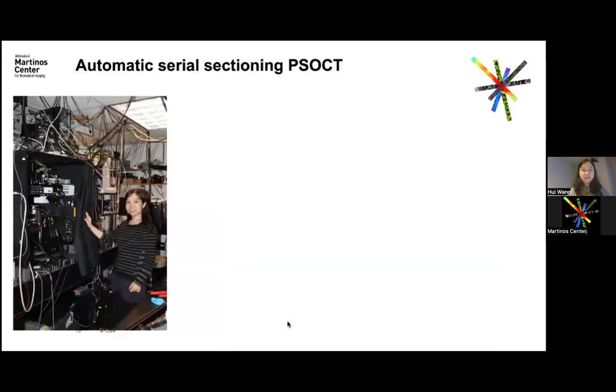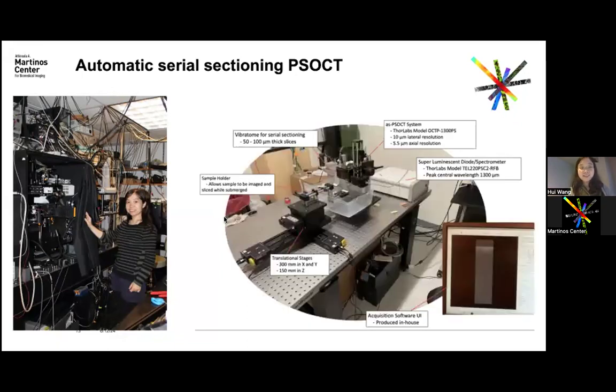So here's the evolution of the technique. This is 2014 when I first started here. That's the first system I built from scratch. It's probably made from hundreds of elements. And now we're using a more compact system where we put the microscope, the stages, and the vibratome together, with our fully automated acquisition software, and this can go on for multiple weeks without stopping or human intervention.